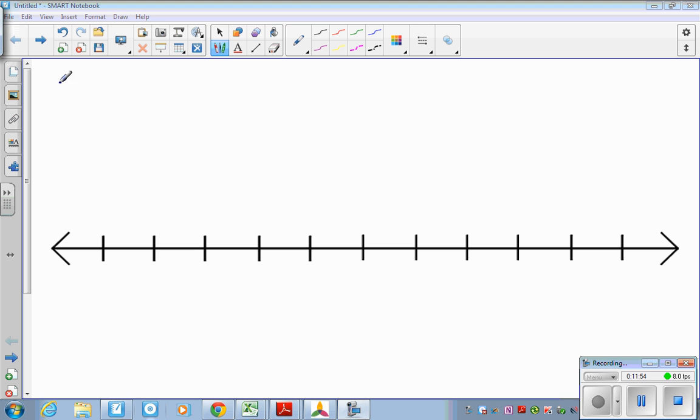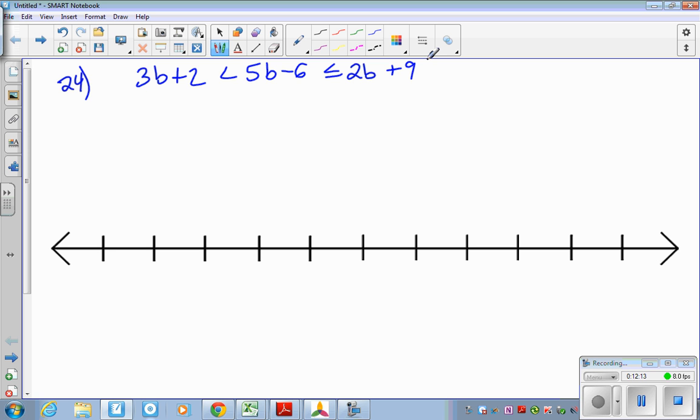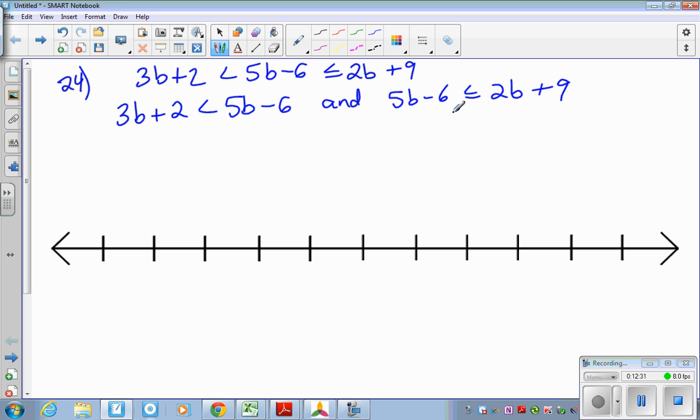Okay, number 24, you had to do a bit more solving. This was 3b plus 2 is less than 5b minus 6, which is less than or equal to 2b plus 9. So what you have here is the left side, you get 3b plus 2 is less than 5b minus 6, and 5b minus 6 is less than or equal to 2b plus 9. So for each of these we need to solve.